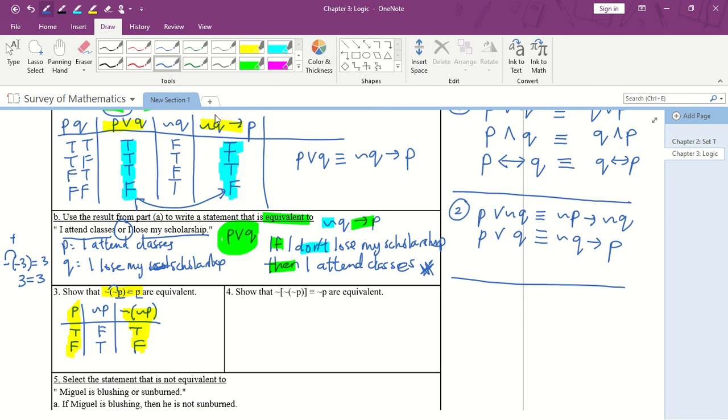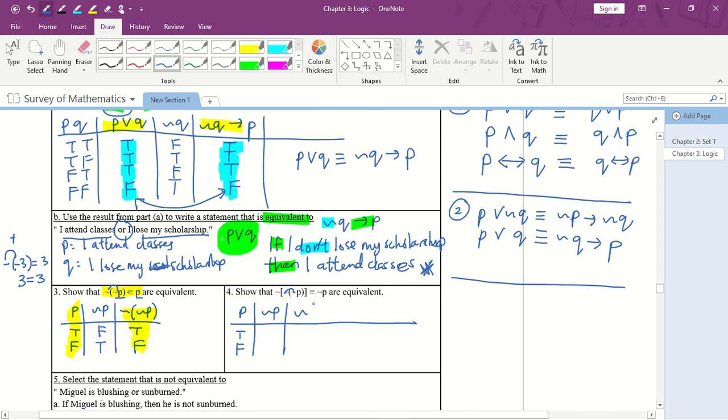Okay. And also the next one says to show that negation of negation P is equivalent to P. The same idea, same concept: negation and negation become positive, or I should say cancel out the negation, and negation of negation P will equal P. Let's prove it using the truth table. So true, false. Since we have 1, 2, 3, let's write down P 1, negation P 2, negation of negation P 3.